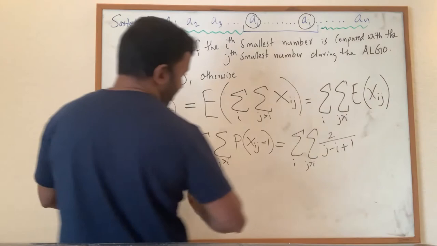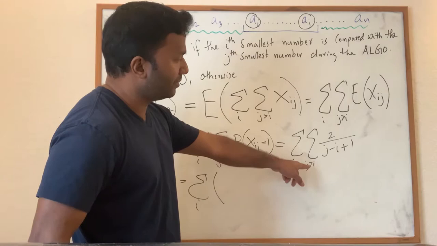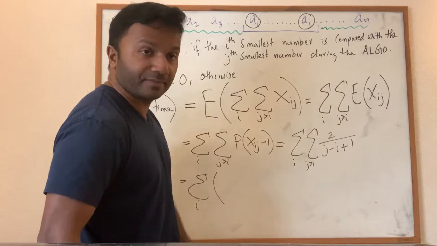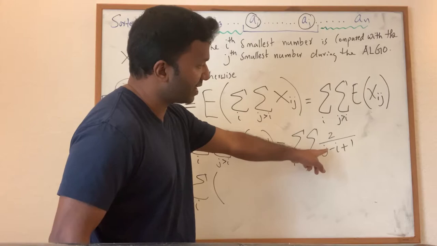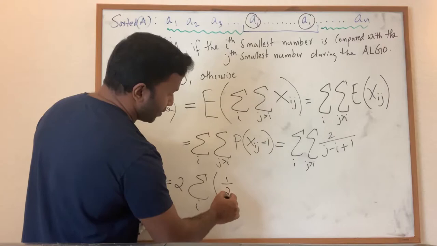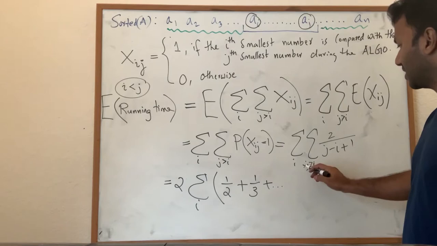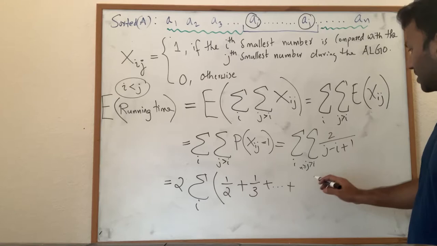Okay, so now let me just expand this sum. The outside i I will keep the same. j has to grow from i plus 1 to n, right? The smallest element is going to be i plus 1. So if I substitute i plus 1 here, the 2 I can take outside. If I substitute j as i plus 1 first, then this will become 1 over 2. Then if I substitute j as i plus 2, this will become 1/3. And the last quantity, j can be as large as n, so the last thing will become 1 over n minus i plus 1.